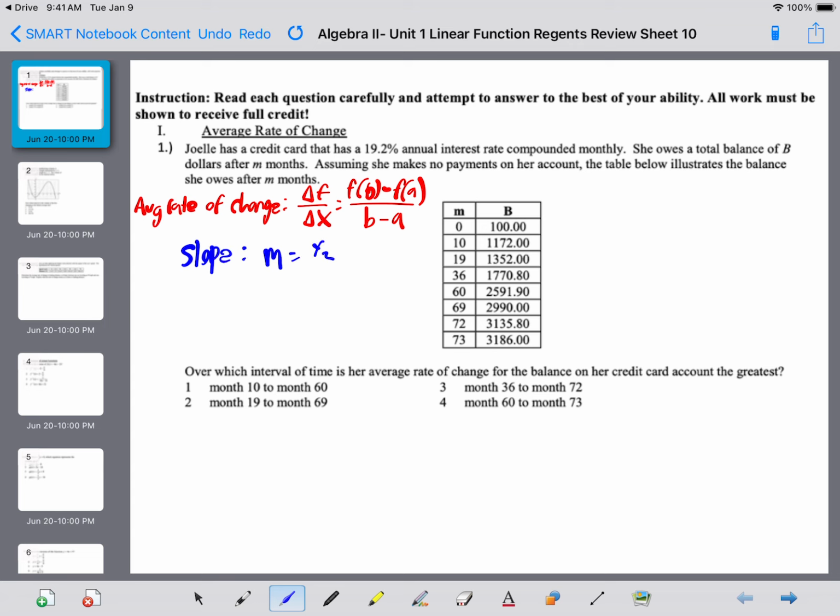M equals y2 minus y1 over x2 minus x1. Look at that, difference in outputs over difference in inputs. So whatever formula you're comfortable with remembering, that's the one you could use. And if you can't memorize it, just remember that it's a difference in output over a difference in input. So, again, we're going to have to find the average rate of change for each of these. So let me separate this into sections.